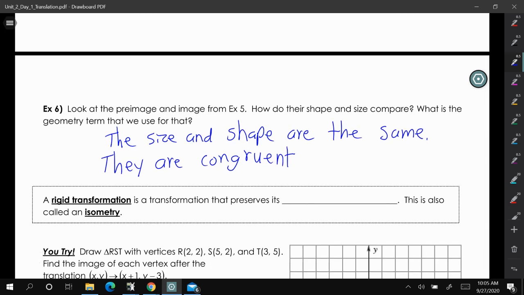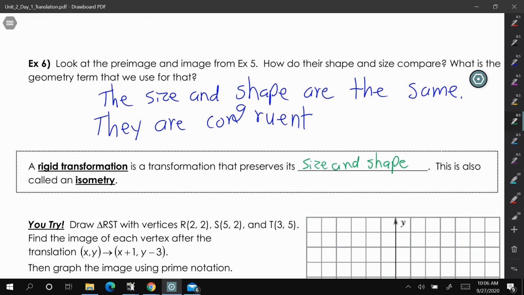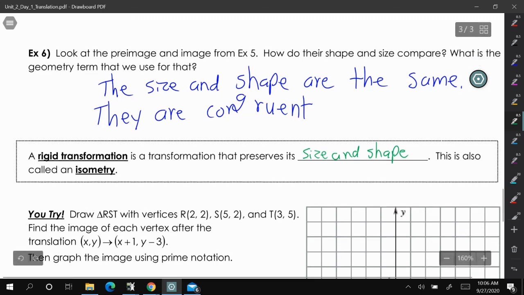A fancy term for that is called a rigid transformation. A rigid transformation is a transformation that preserves its size and shape, and it's also called an isometry. Most of the transformations we're going to do are going to be rigid motions. There's going to be one that isn't because the size of the shape will change.